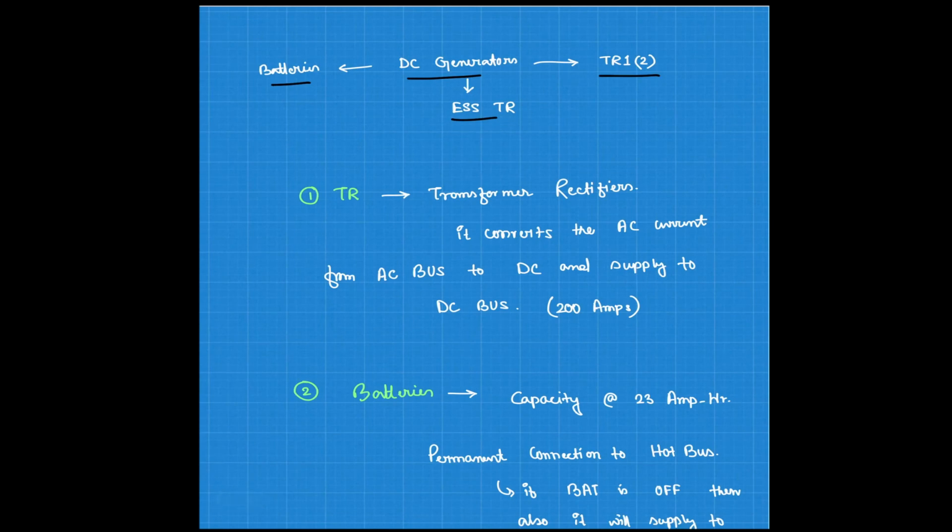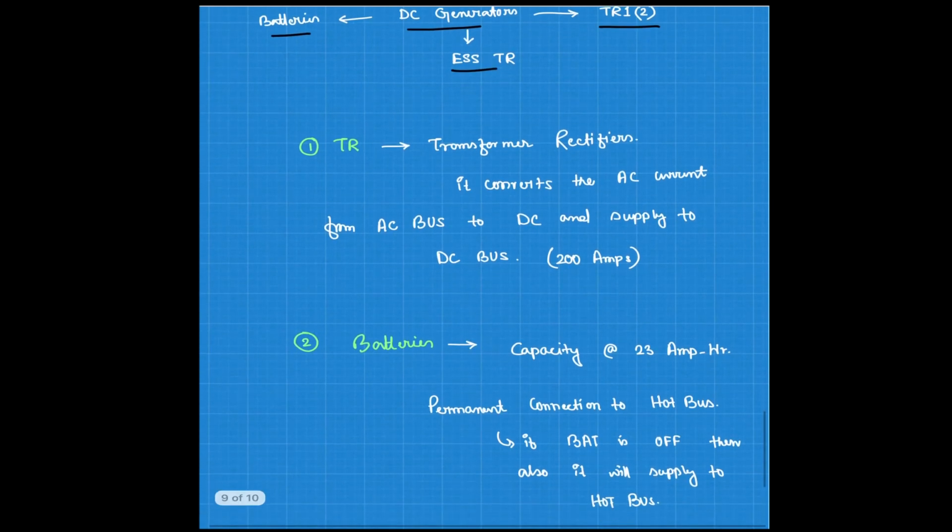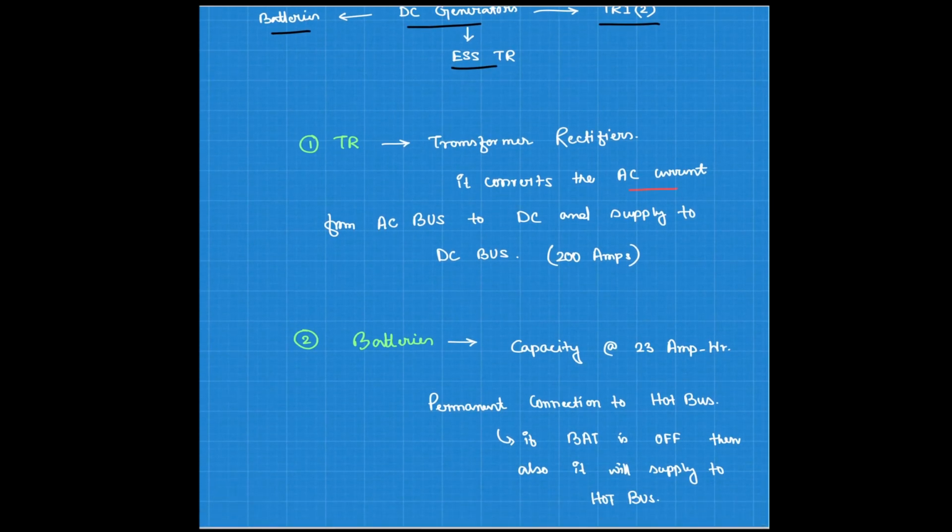Okay, so TR, transformer rectifiers, convert the AC current from the AC bus to DC and supply the DC bus, that only supplies up to 200 amperes. Okay, remember this thing, that sometimes comes up in the questions.